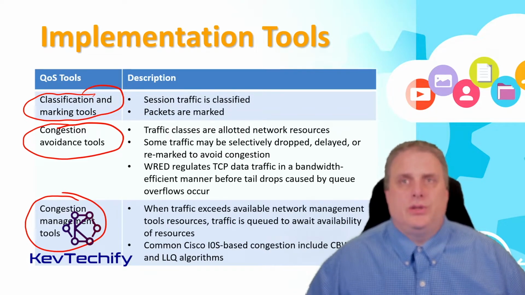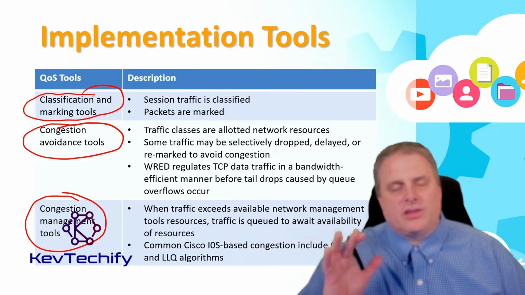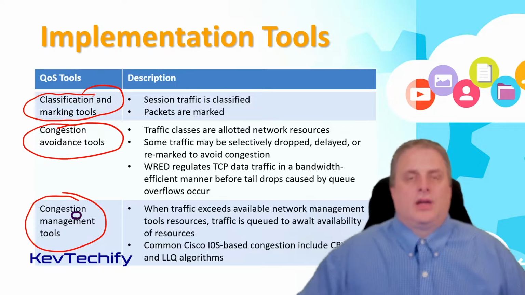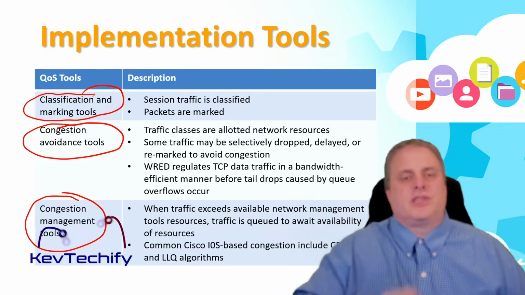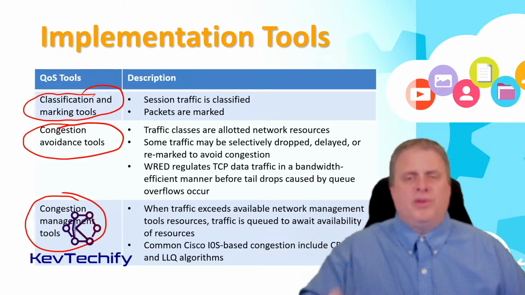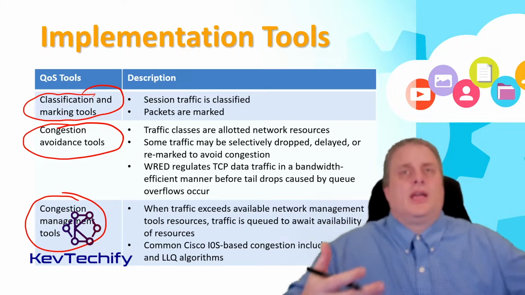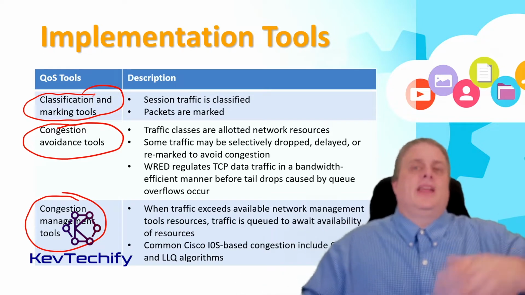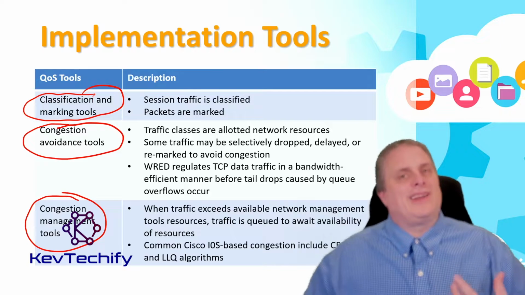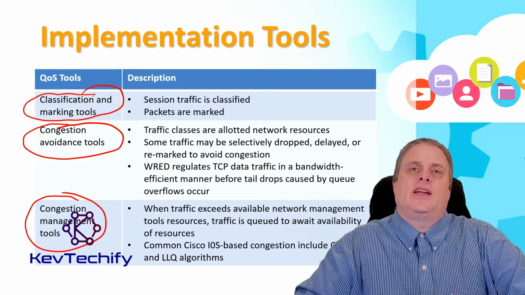We also use weighted random early detection. This regulates our TCP traffic, looking at efficiency in our bandwidth before our queues get full and we start getting overflows. When we get overflows in our queues, that's when we start losing data and we start getting packet loss.